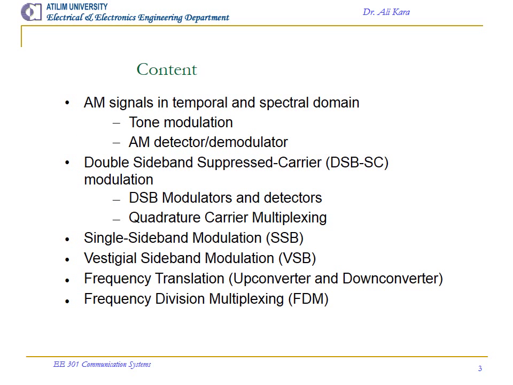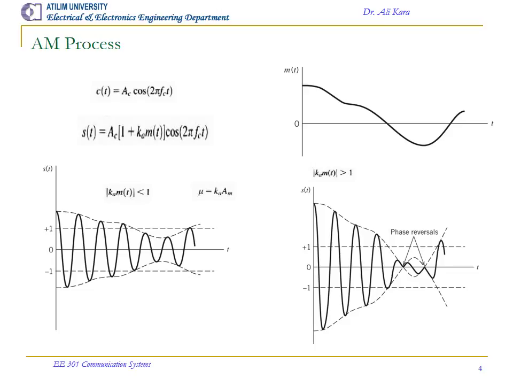Content: AM signals in temporal and spectral domain. Tone modulation. AM detector/demodulator. Double sideband suppressed carrier, DSB-SC, modulation. DSB modulators and detectors. Quadrature carrier multiplexing. Single sideband modulation, SSB. Vestigial sideband modulation, VSB. Frequency translation, up converter and down converter. Frequency division multiplexing, FDM, and process.